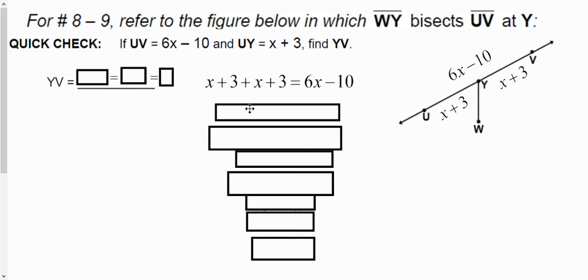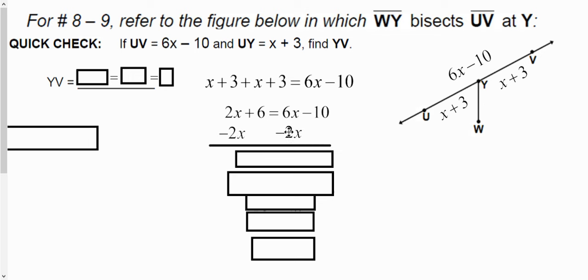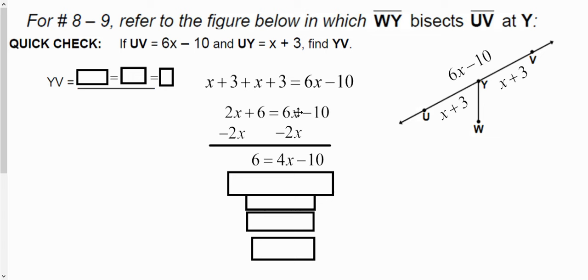So we'll combine like terms on this side. We get the x and the x make 2x. The plus 3 and the plus 3 make plus 6. X is on both sides, so we'll cancel out these two x's over here. You could have subtracted 6x. Either way is fine. And we end up with 6 equals 6 minus 2x is 4x, and then the minus 10 there.